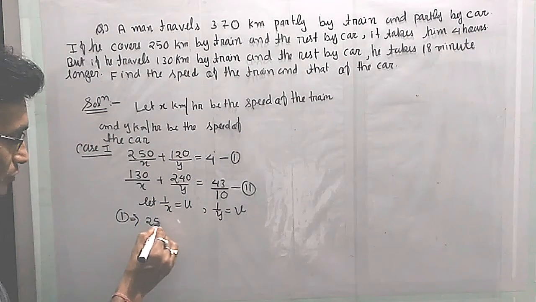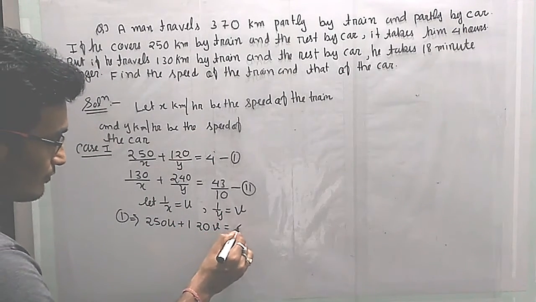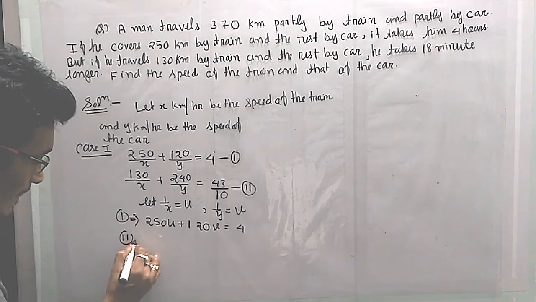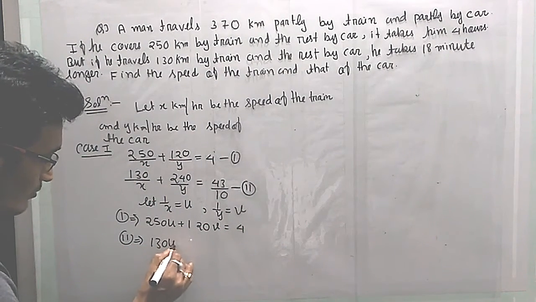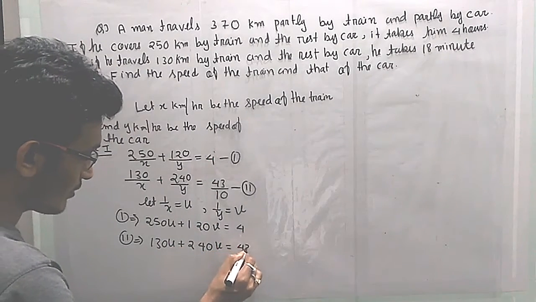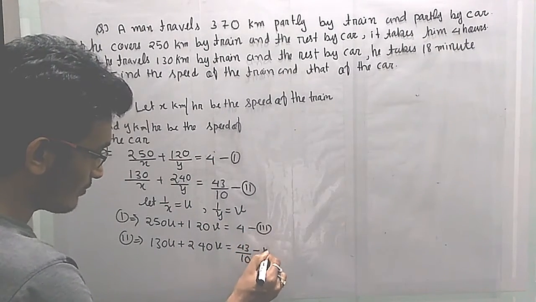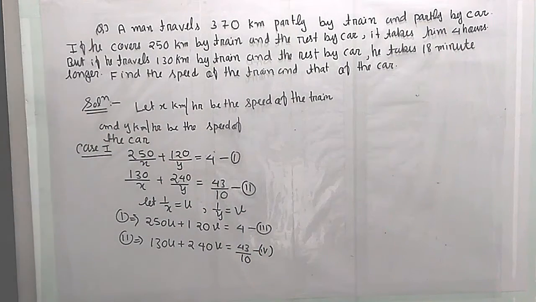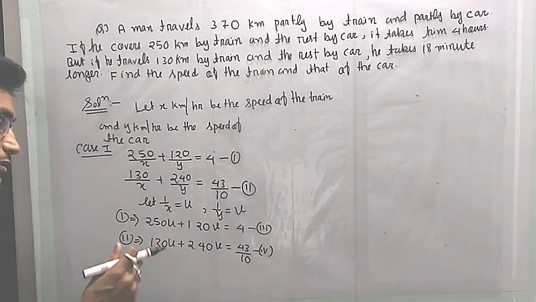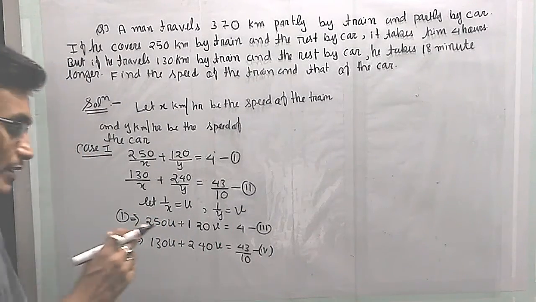If 1 by x equals u and 1 by y equals v, then equation 1 becomes 250u plus 120v equals 4, and equation 2 becomes 130u plus 240v equals 43 by 10. Suppose these are equation 3 and equation 4. Now in equation 3 and equation 4, we need to solve both the equations and find the values of u and v.